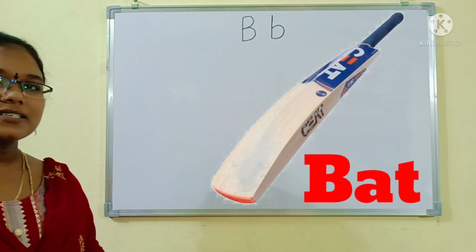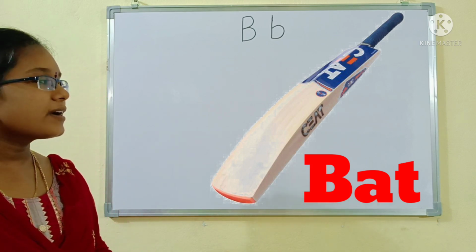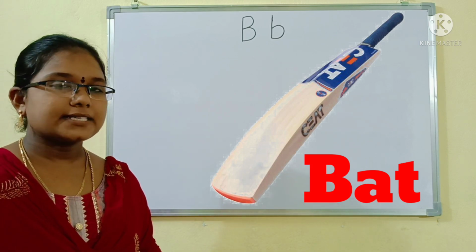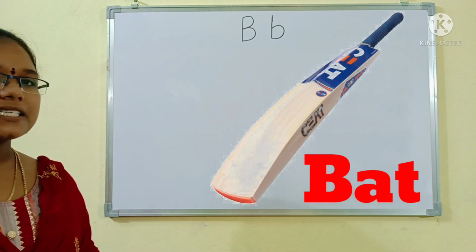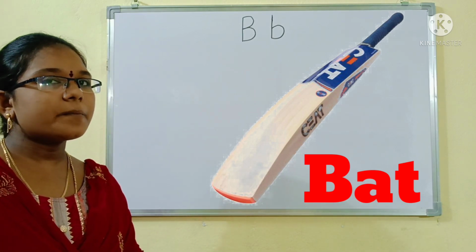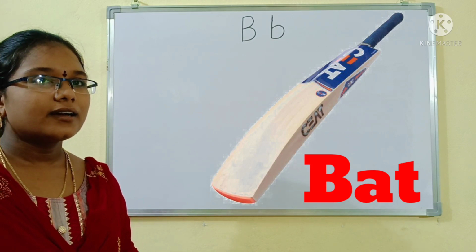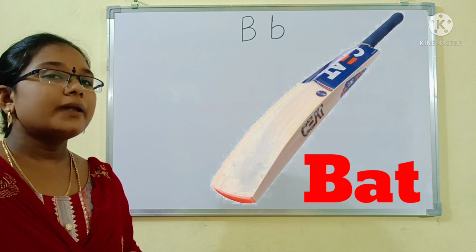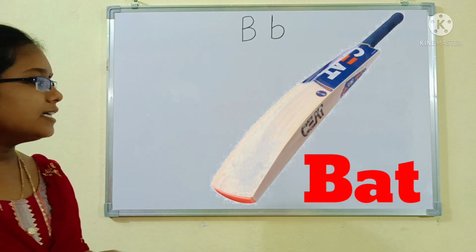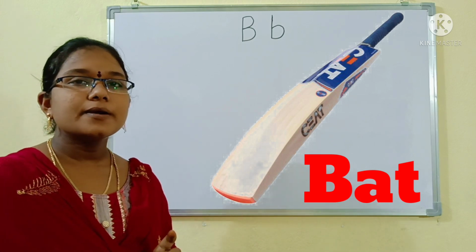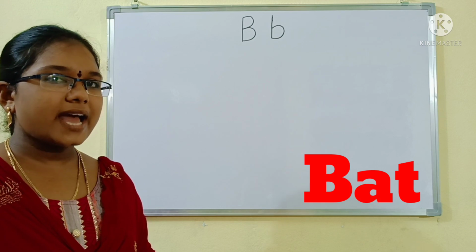Bat. We pronounce like bat. B, A, T. Bat. We hit the ball with the bat. We play with the ball and bat. Here the B gives the sound B. B, A, T. Bat.